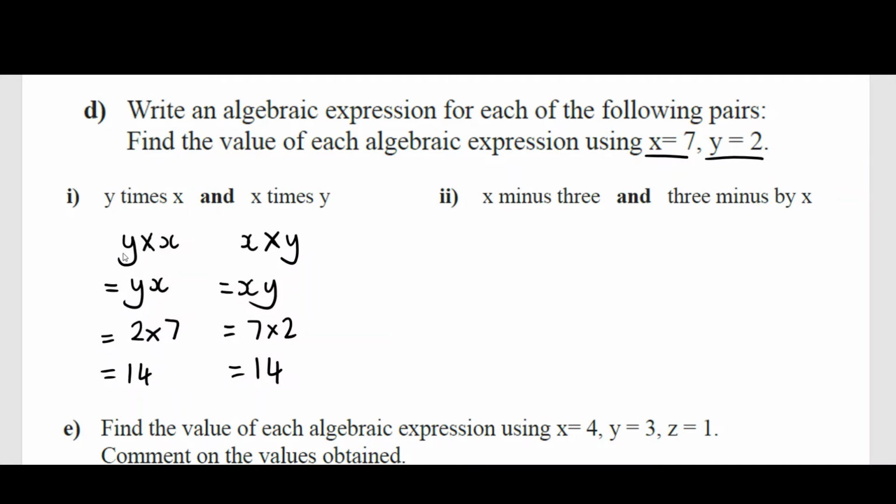Next one, x minus 3. So there it is, x minus 3 and 3 minus by x. 3 take x. So let's work at this one. That's x is 7, so 7 take 3 gives 4. And 3 take 7, that gives -4.